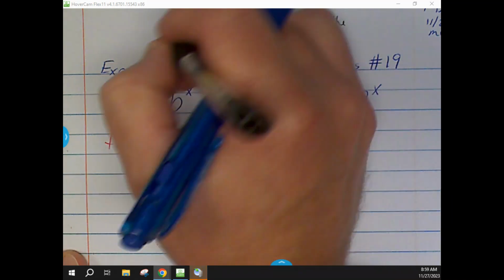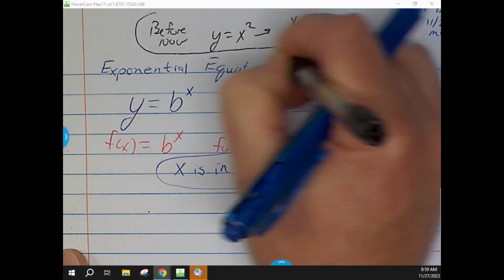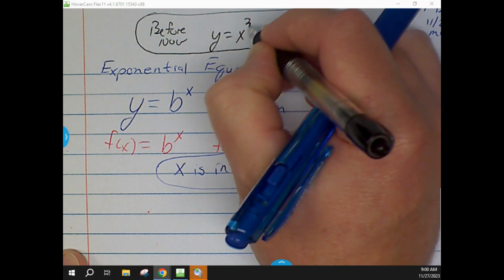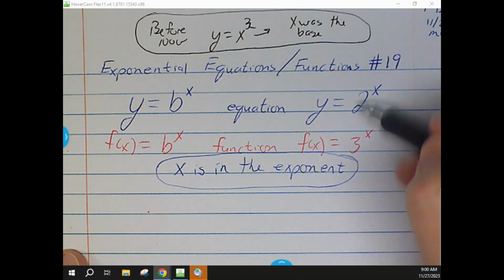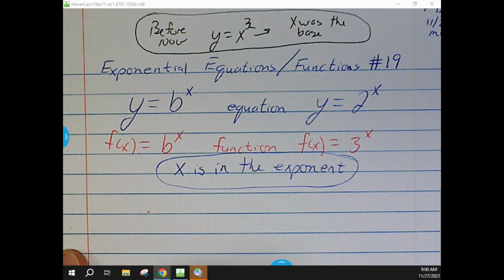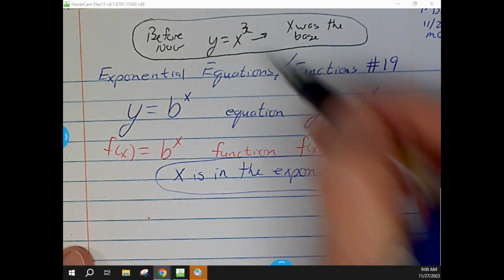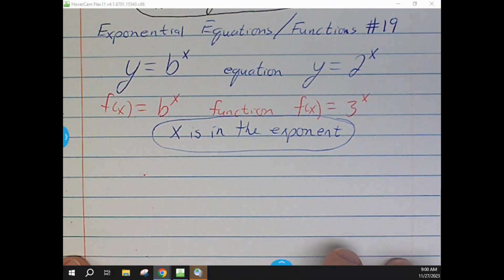And that's the big difference, is that everything we had done before was something like that, whether it was x squared or x to the third, or x to the fourth, anything like that. x was the base and we had a number in the exponent. Now we're flip-flopping it. Now your base is a number and x is going to stay in the exponent. So when we're talking about exponential equations, that's the big difference we're looking at, is that we're not looking at this anymore. Now we're looking at something like this where the base is an actual number.